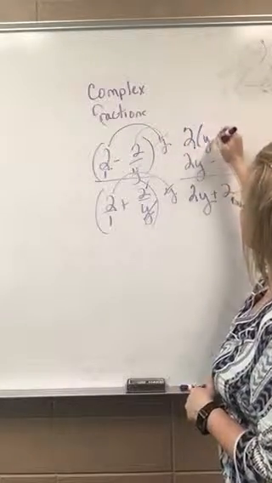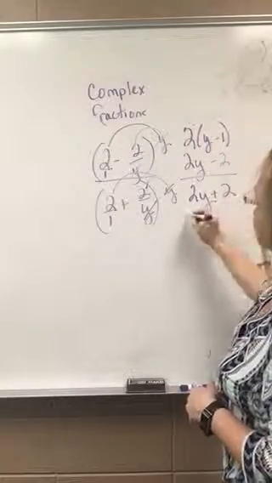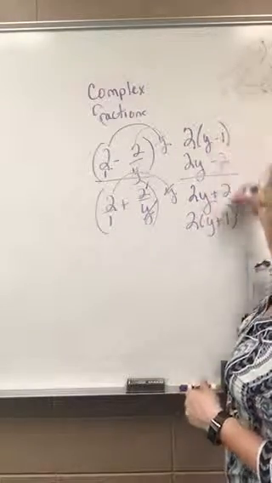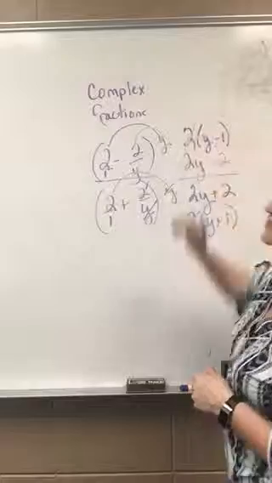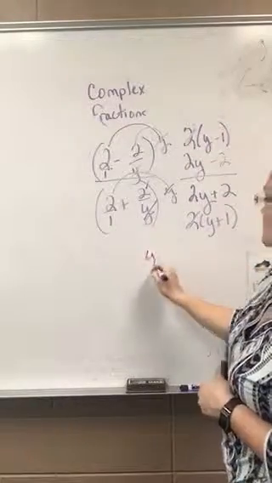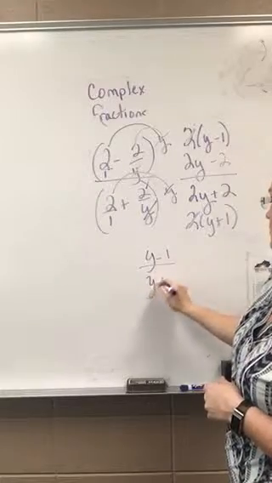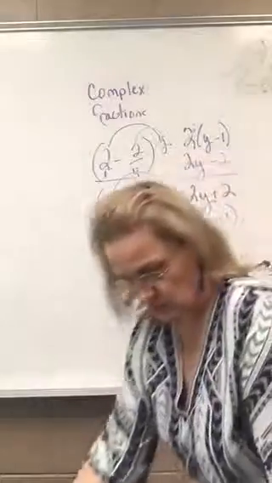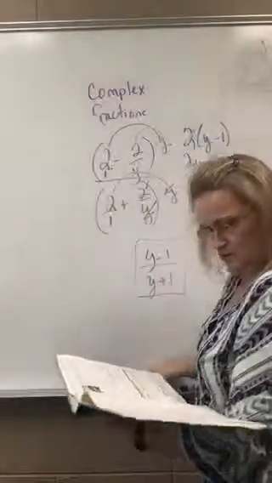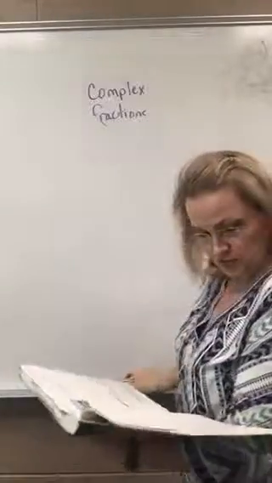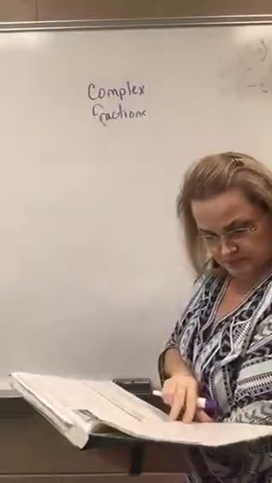You can factor a 2 out of the top. You can factor a 2 out of the denominator. And then these parts don't match, but the 2's can be canceled. The vertical 2's are a common factor, leaving you a y minus 1 on the top and a y plus 1 on the bottom for your final answer. Okay, let's try one more. Again, I'll encourage you to pause the video and try on your own before I work through it.